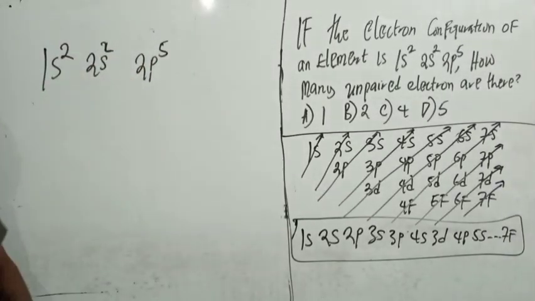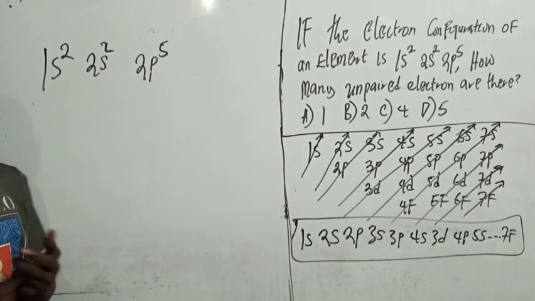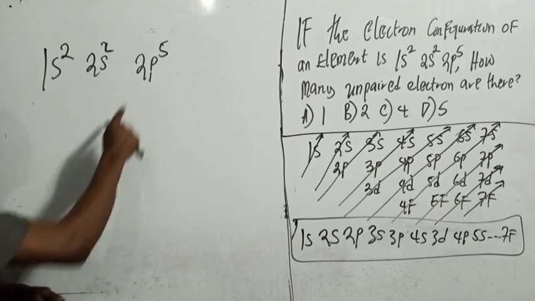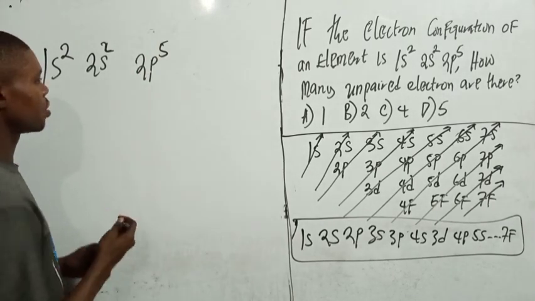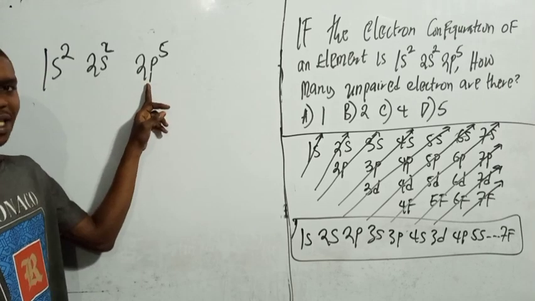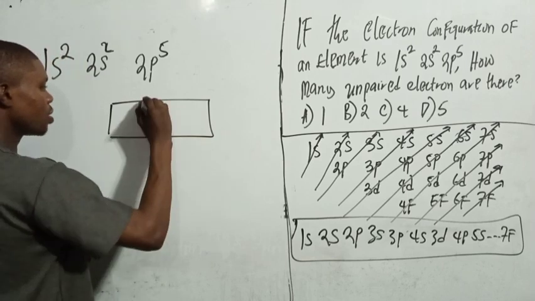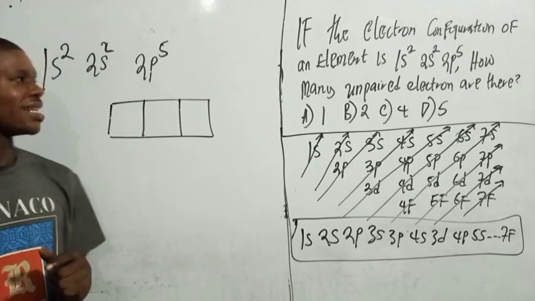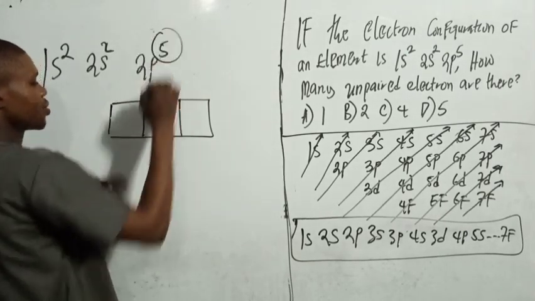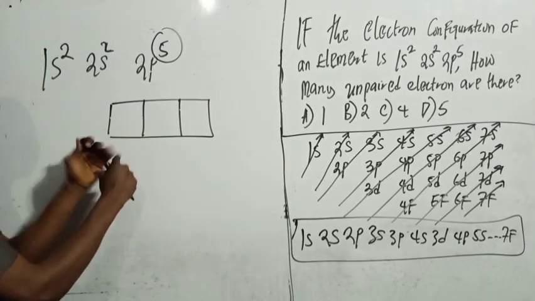So now let's look at the orbital diagram. Remember, we're talking about P. The element is found in block P. And P has three suborbitals, 1, 2, 3, and it has 5 electrons here. Please don't confuse this one with what I've done.